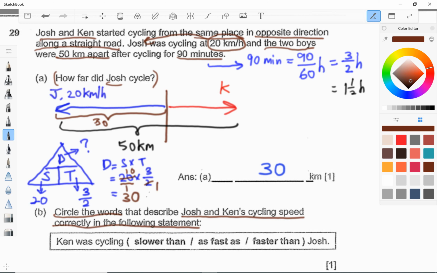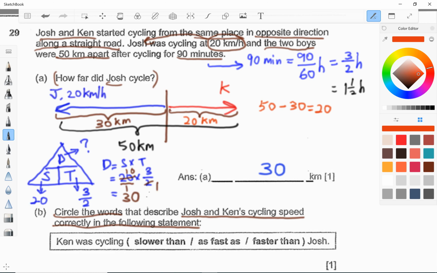Okay, it's very easy. So for Ken, it's just one step. So what do I mean by one step? Given that the total distance covered by the two boys is actually 50 kilometers, Ken's distance would simply be 50 subtract away 30 that was covered by Josh. And this leads us to 20. So this means that Ken actually traveled 20 kilometers, and as for Josh, he traveled 30 kilometers.